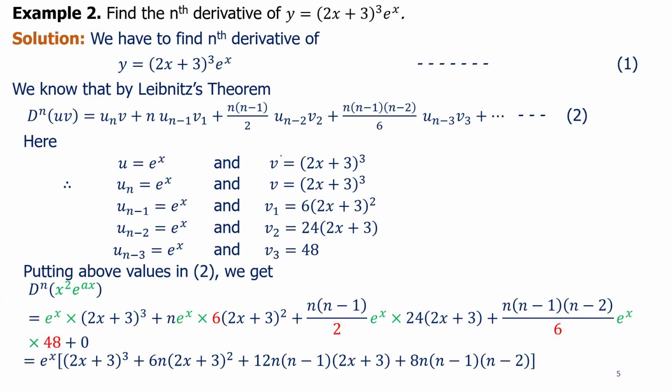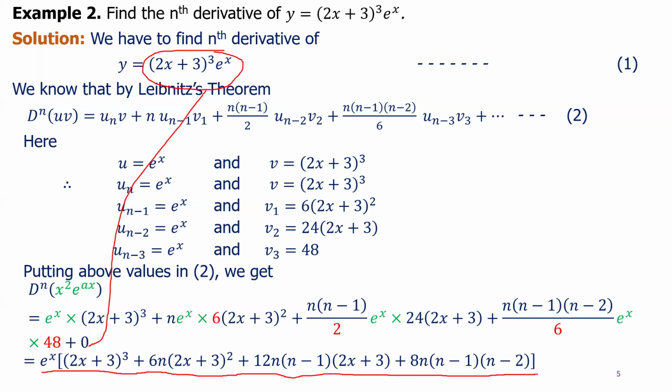So what is the nth derivative of this function, (2x plus 3) whole cube into e to the power x? It is nothing but e to the power x times [(2x plus 3) whole cube plus 6n (2x plus 3) whole square plus 12n into n minus 1 into (2x plus 3) plus 8n into n minus 1 into n minus 2]. This is the nth derivative of the given function. Thank you.